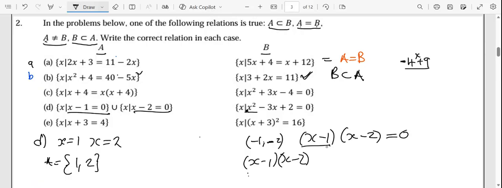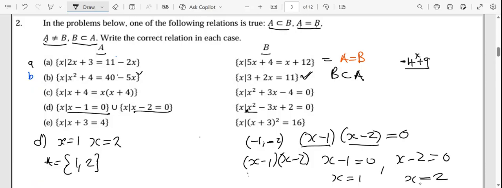This means that what we have here is equal to 0, and also what we have here is equal to 0. So that means x minus 1 is equal to 0, comma, we have x minus 2 is equal to 0. So this means that x here is equal to 1. X there is equal to what? So now, you have found again the same thing for B.